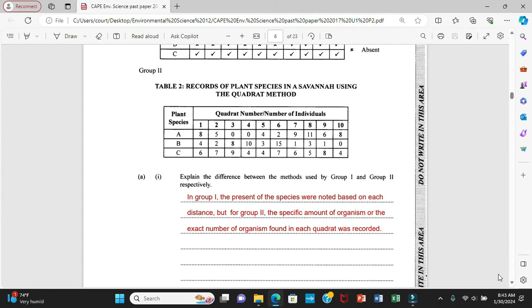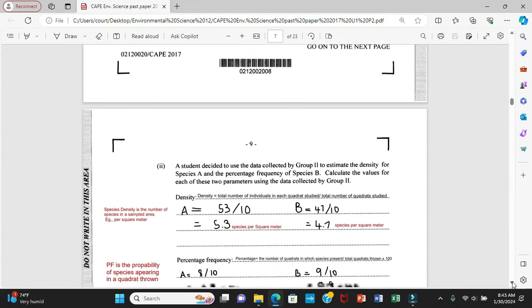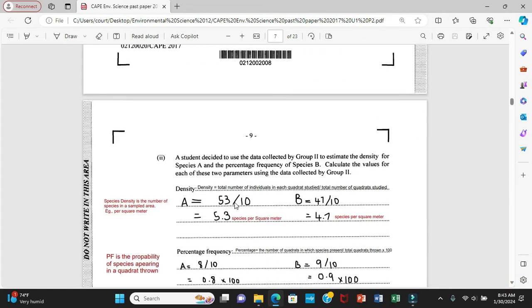And that will give you 53. And then, of course, the quadrat was thrown on the ground 10 times. So you're going to divide that by 10. So the answer is 5.3. What it is telling you is that you have 5.3 species per square meter of land. So every square meter of land, you are expected to find about 5 plants of species A.